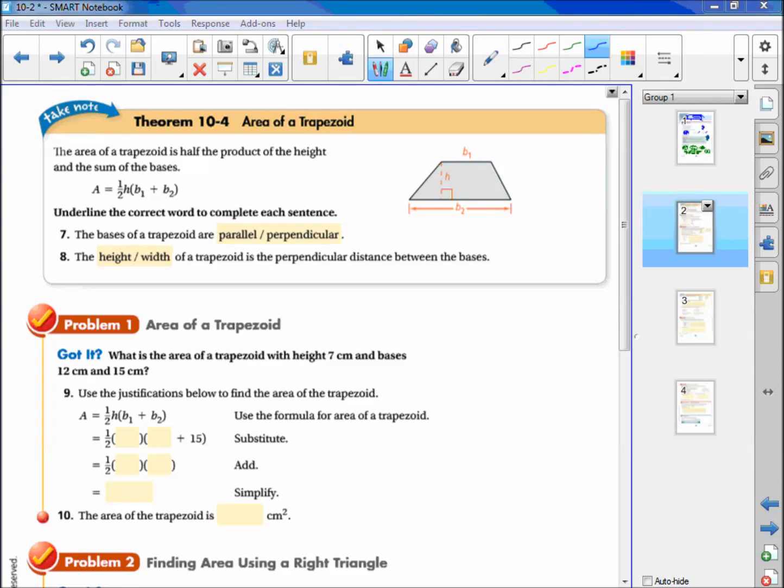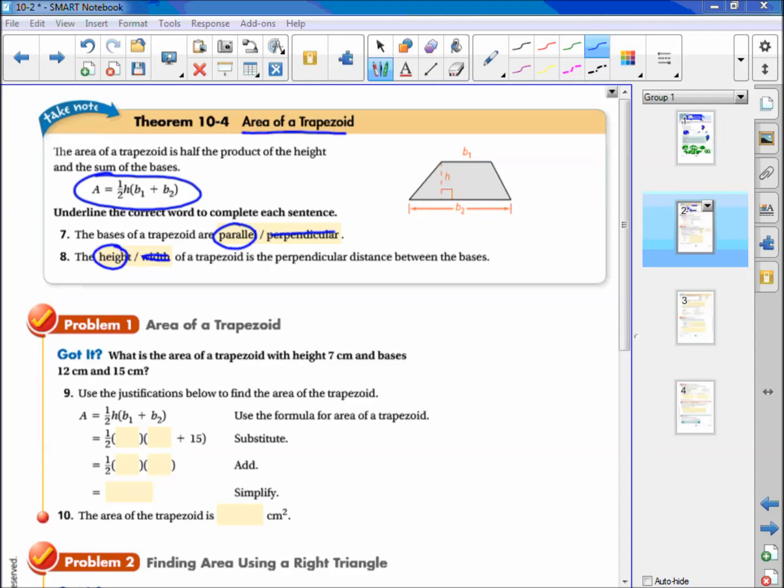At the top of page 2, we have theorem 10-4, which is the area of a trapezoid. It says the area of a trapezoid is half of the product of the height and the sum of the bases. So you've seen this formula before. So 1/2 times the height times parentheses base 1 plus base 2. So you have to add the bases together, the top and the bottom of the trapezoid, the two parallel sides, and then times it by the half, and then times by height. The bases of a trapezoid, remember, are parallel. And the height of a trapezoid is the perpendicular distance between the two bases.